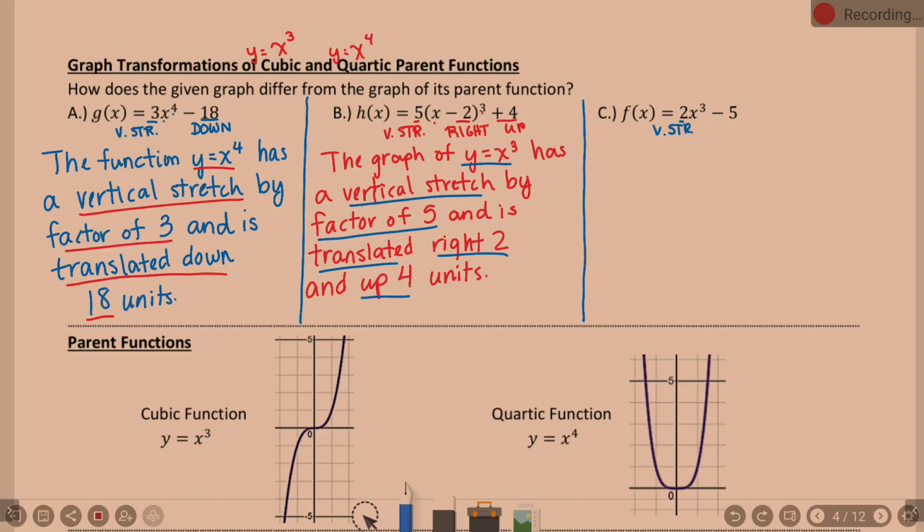What about that minus 5? Down 5, because it's outside. It's not in with the x. It's not in a set of parentheses. So down 5. And what's my parent function? X to the third.